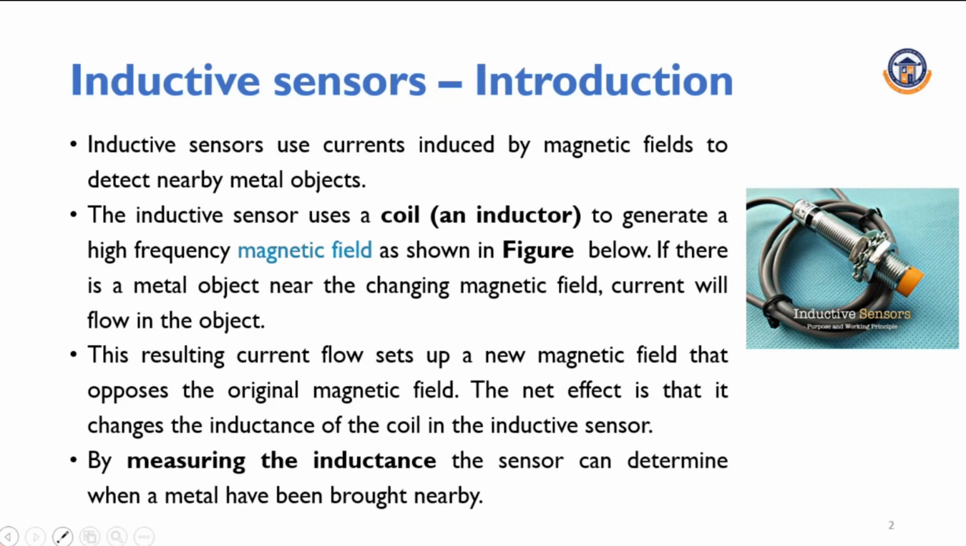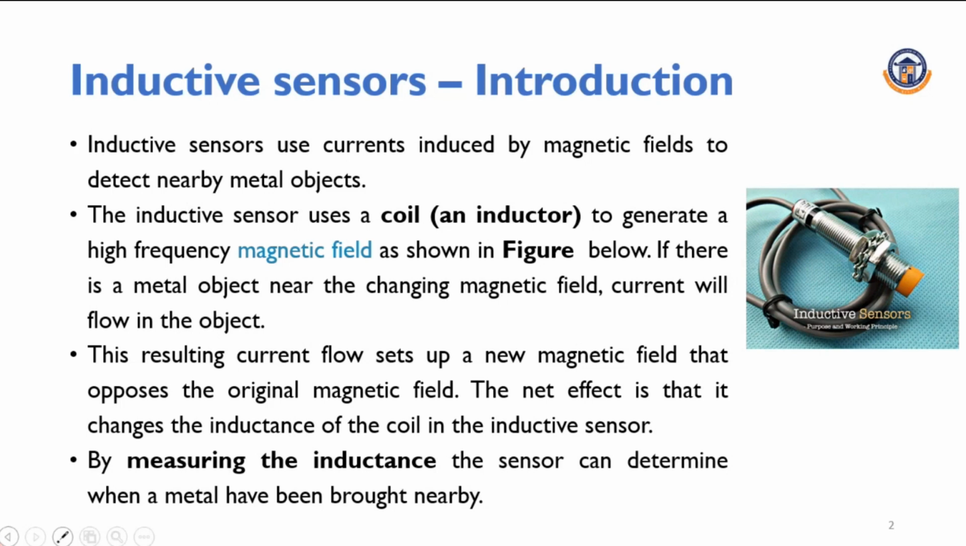Basically, a coil is used, which is nothing but an inductor, which produces a high frequency magnetic field. That high frequency magnetic field is focused towards a metal object which is to be detected. As a result, when this magnetic field is focused on that metal, it induces current in it. The current in turn produces a magnetic field opposite to the magnetic field produced by this sensor. So both magnetic fluxes will be opposite in nature, and the magnetic field produced in the metal will affect the original cause of producing the magnetic field, that is the coil.